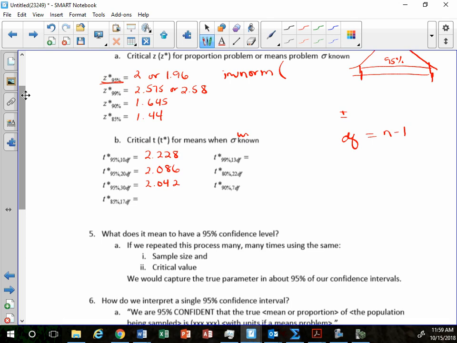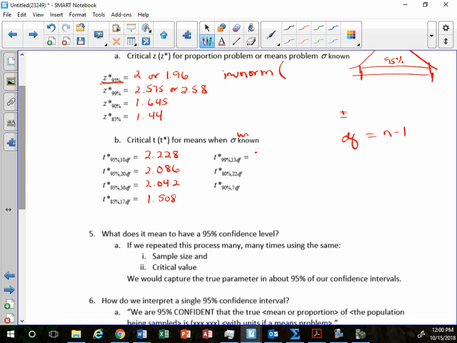As sample size increases, what happens to your t-distribution? Yeah, it's closer and closer to the normal. Okay? You see what you're doing? Okay, good. All right, so calculate those last few there. The 85% was 17 degrees of freedom. I'm going to write them up here. You can check once you get there.